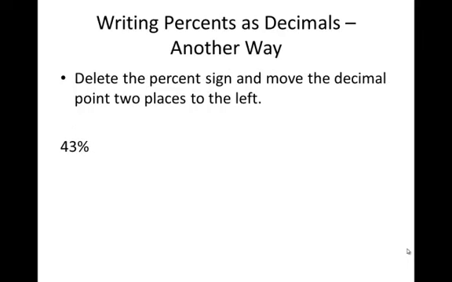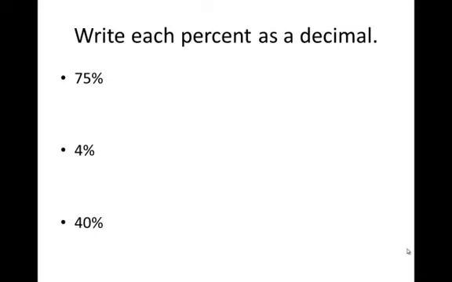Another way to think about this is just get rid of the percent sign and move the decimal 2 places to the left. It's kind of the same thing as this, it's just without the fraction there. So the decimal is after the 3, so just take it and move it once, twice. And it'd be 0.43 again, just like it was before. So 75%, we would just take it and move it over twice to give us 0.75.